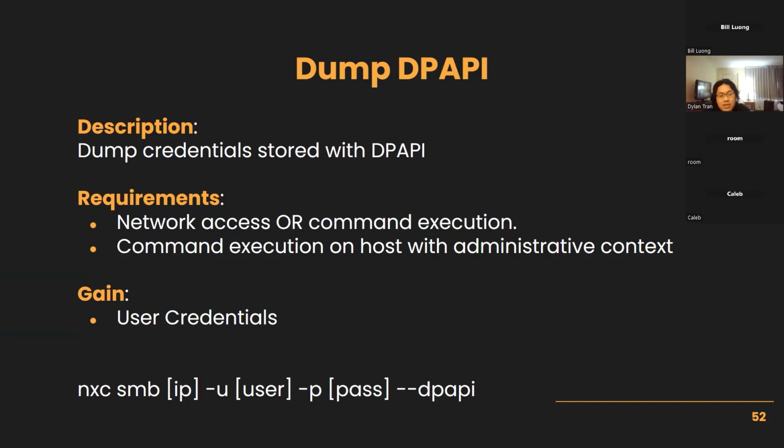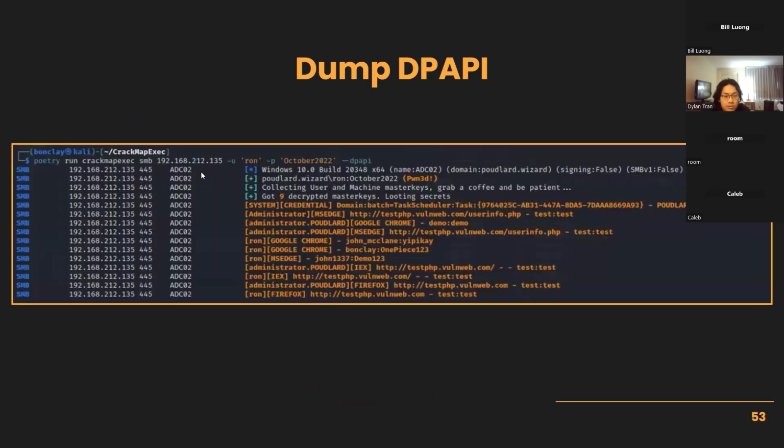Not exactly the same requirements as dumping SAM and LSA. I listed it that way because if you have system access on a machine, you could dump all the DPAPI stuff, just like you would with SAM and LSA. But if you have normal user credentials and that particular user has information stored by DPAPI, you could also grab those, but only for that user in particular and not for everything running on that machine. So you can dump that.